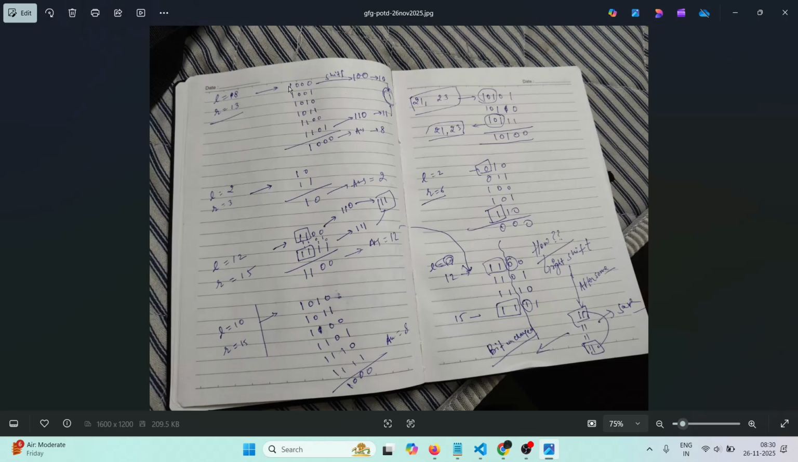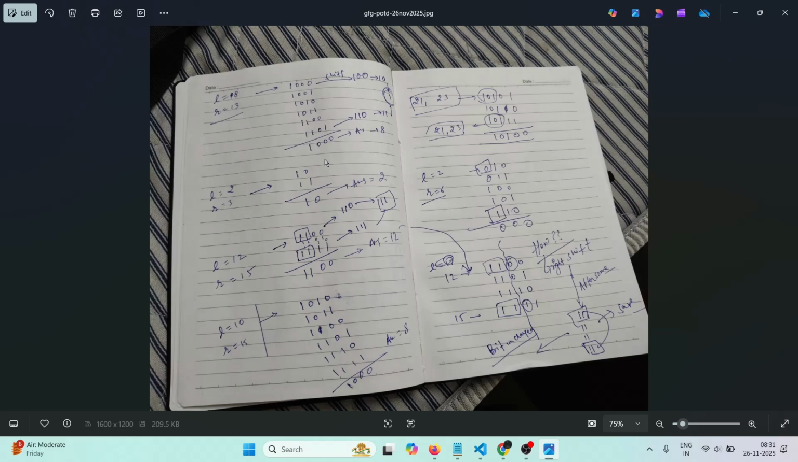But one thing we know: if a bit of L matches the bit of R, then all the bits between L and R must match it. If this one is 1 and the right is also 1, then all the bits in between must be 1, if we are seeing from the left. Now suppose this one is 0 and this one is 1. Here we break. Once we break, we can't say anything further, so we go from the left side.